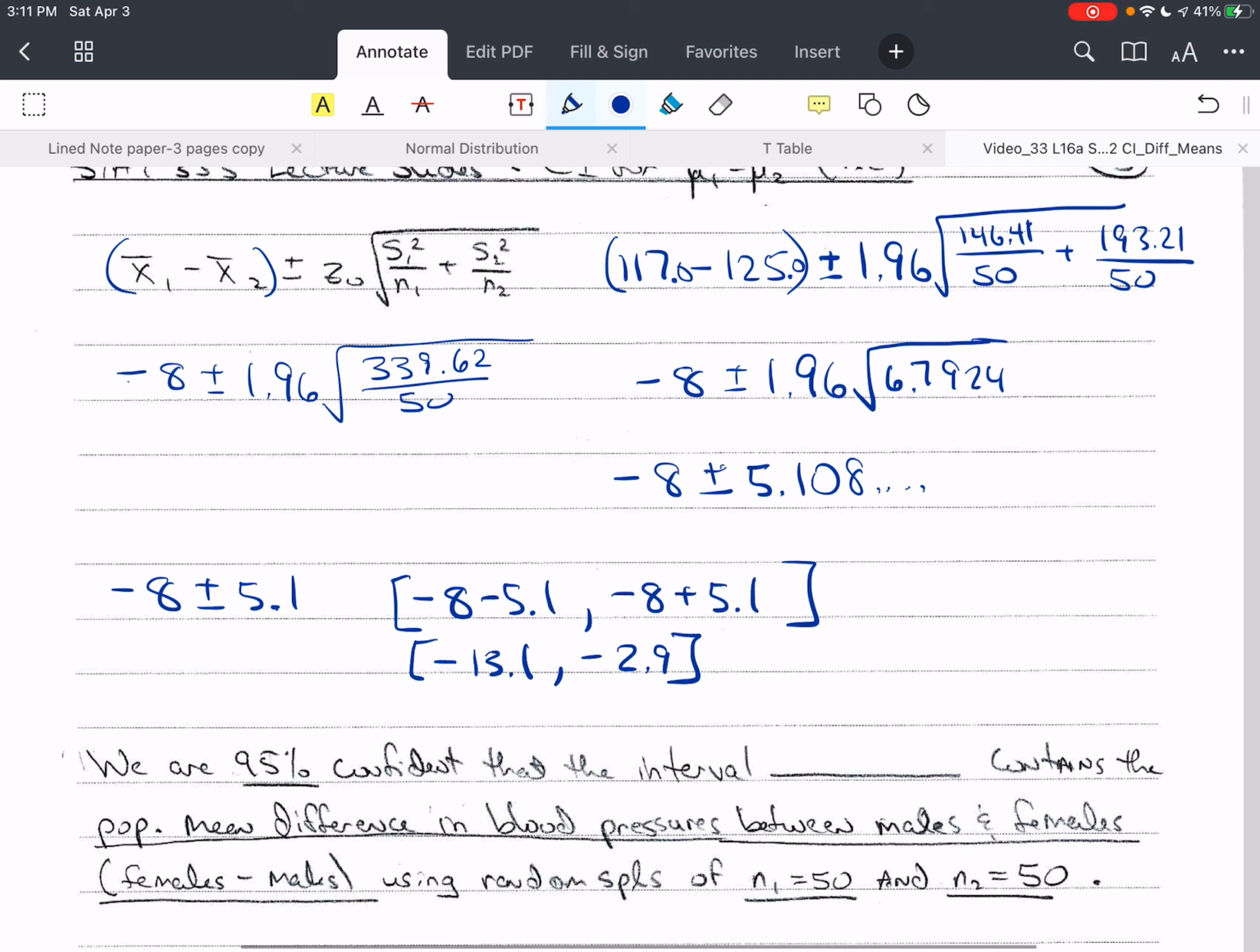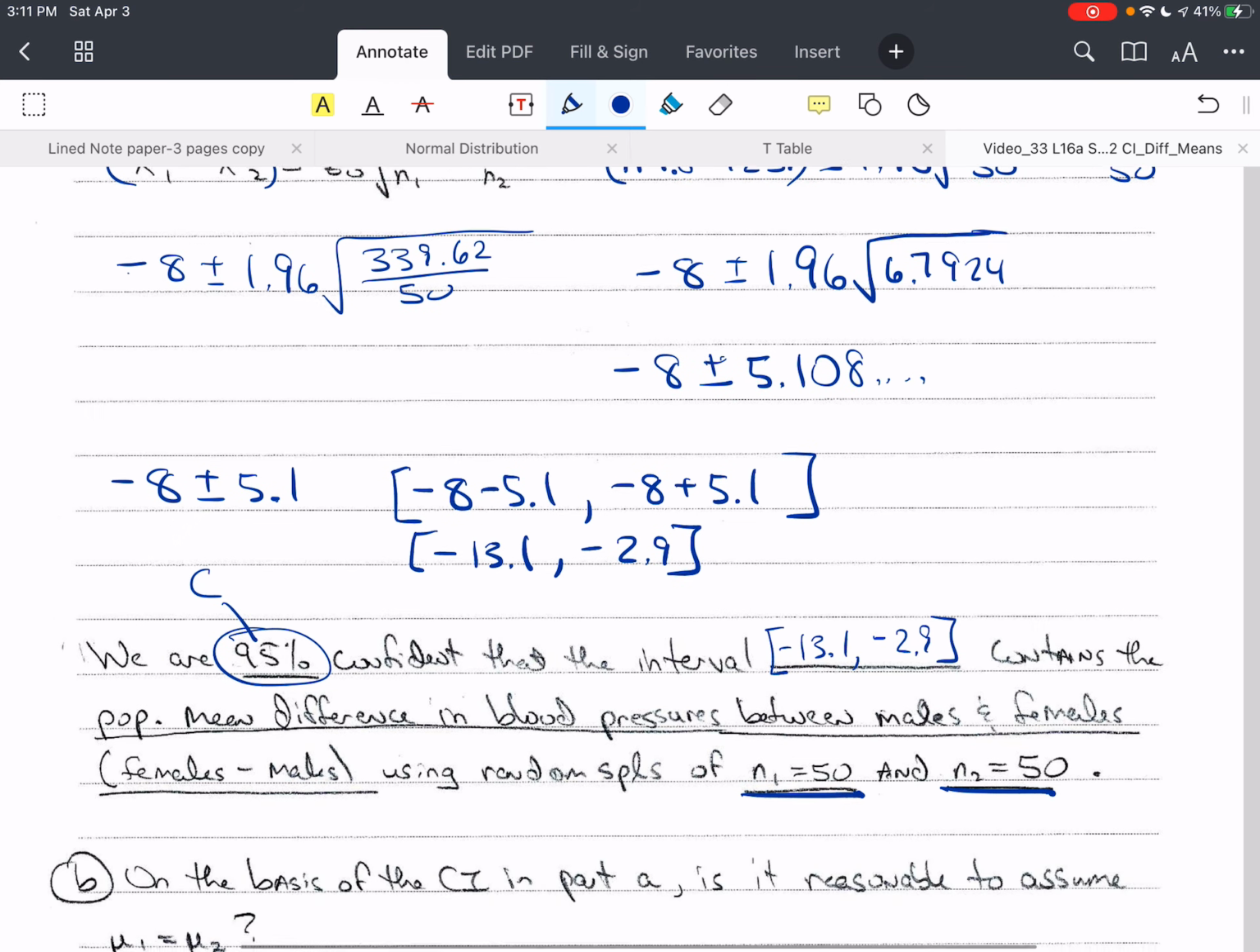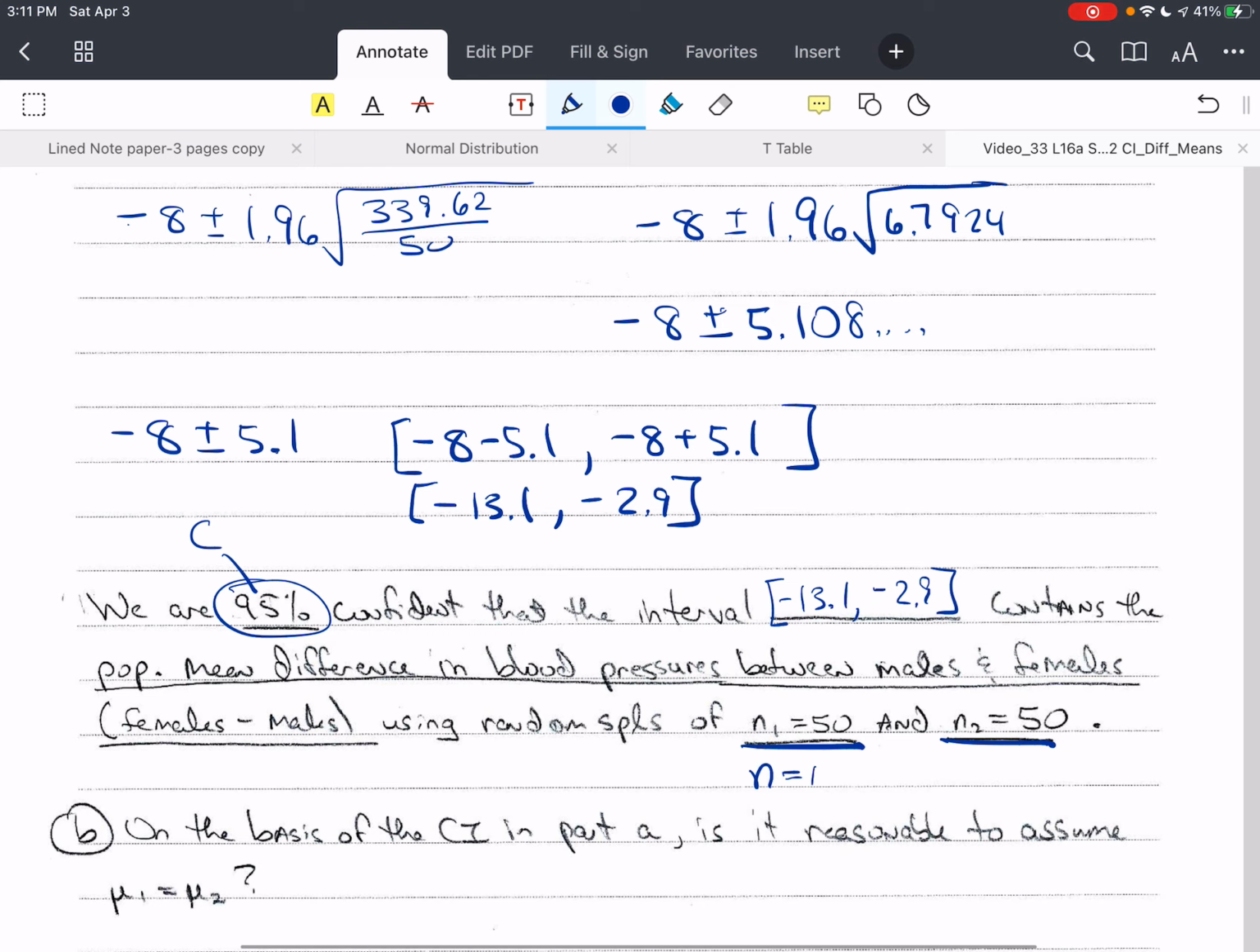And we are 95% confident, that's C, put C in there, that the interval negative 13.1 to negative 2.9 contains the population mean difference in blood pressures between males and females, and I put in parentheses females minus males. Using random samples of N1 equals 50 and N2 equals 50, you need to list both. Or you can say N equals N1 equals N2 equals 50. Okay? But you need to let the reader know exactly what you mean there.